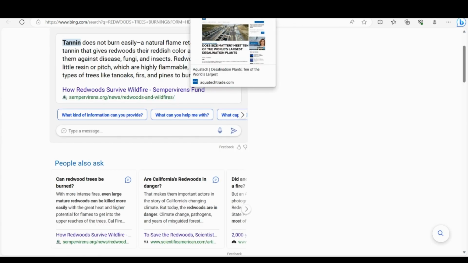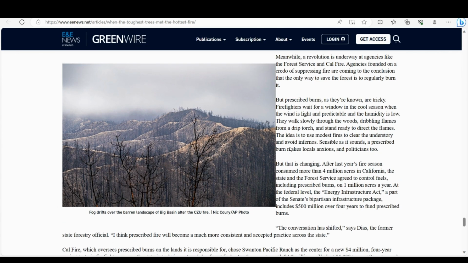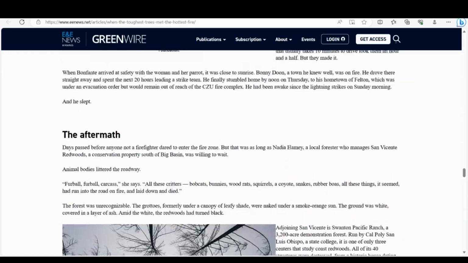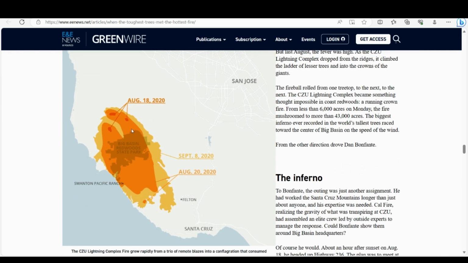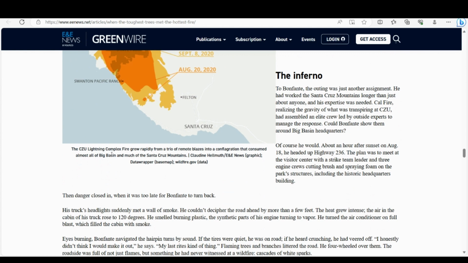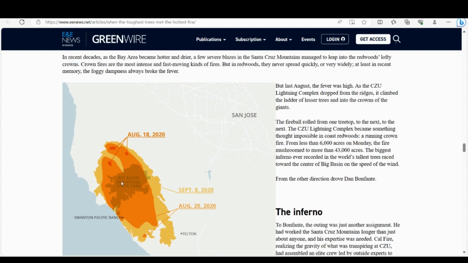And I'm not understanding why some of the toughest trees in the world would burn like that from the inside out. And this is a pretty interesting article here. It talks about the fire and where it started, and it originated from this little triangular set of fires going on here, right? That was supposedly caused by, says, the CZU Lightning Complex fire grew rapidly from a trio of remote blazes into a conflagration that consumed almost all of Big Basin and much of the Santa Cruz Mountains.